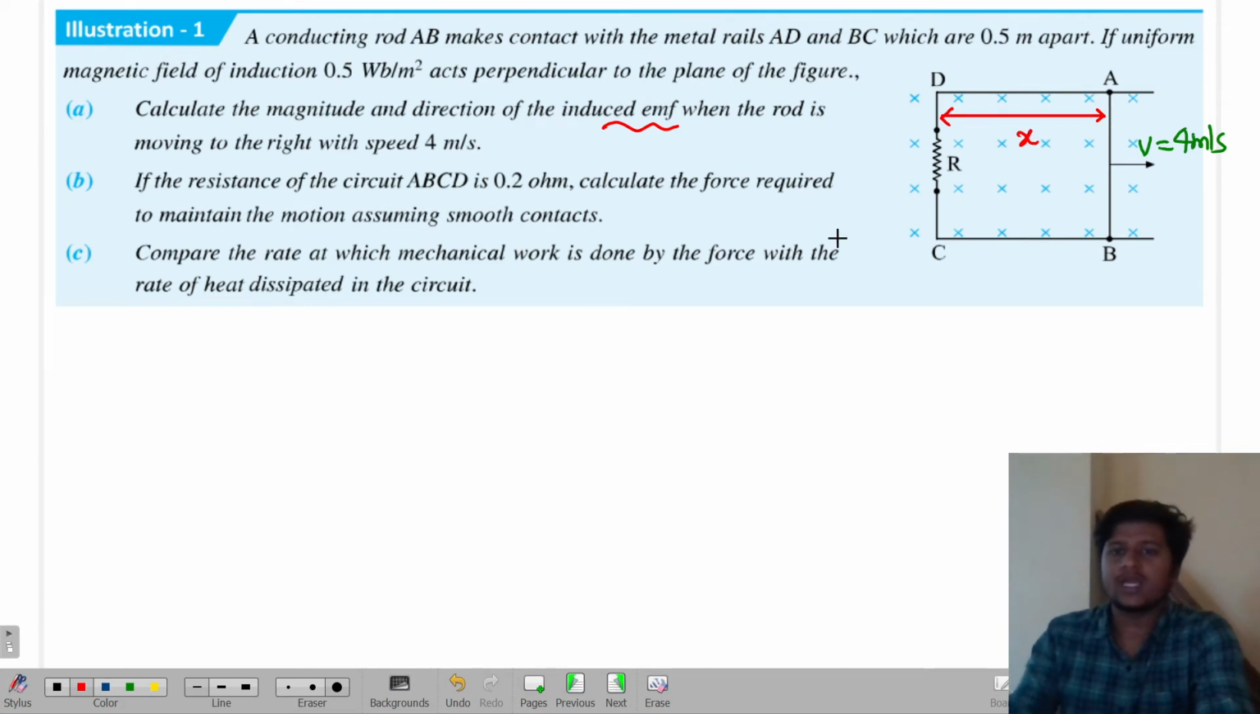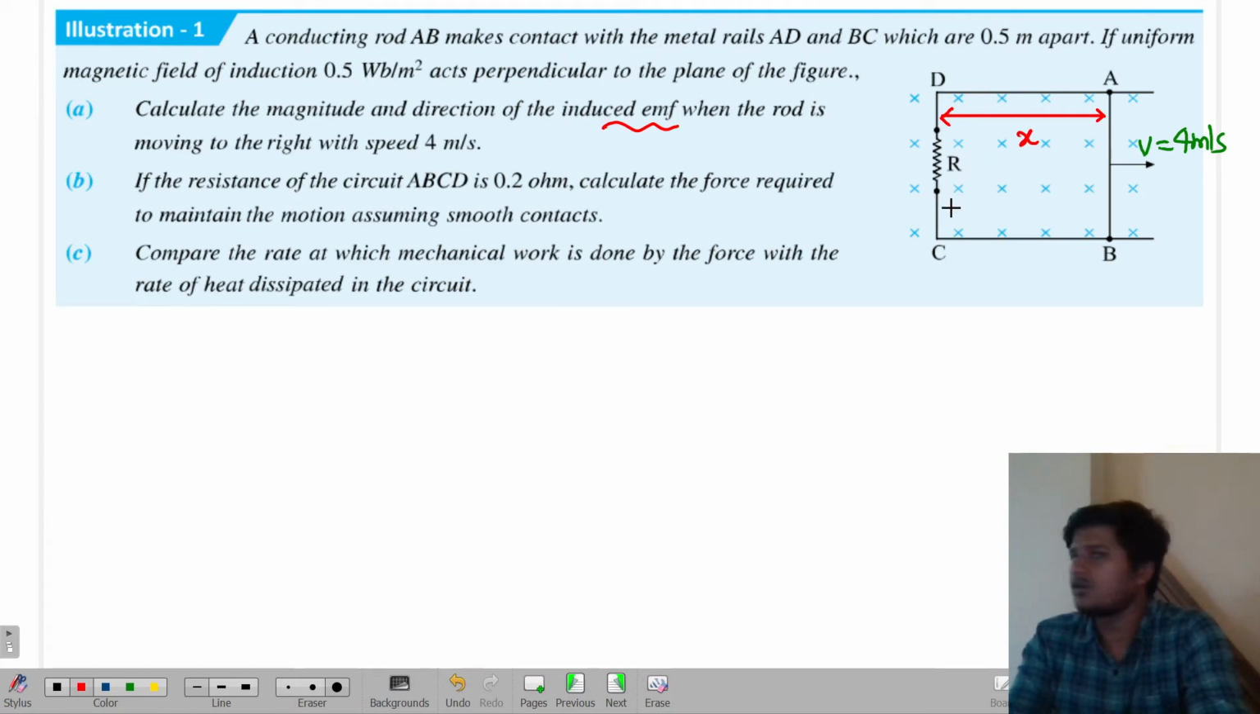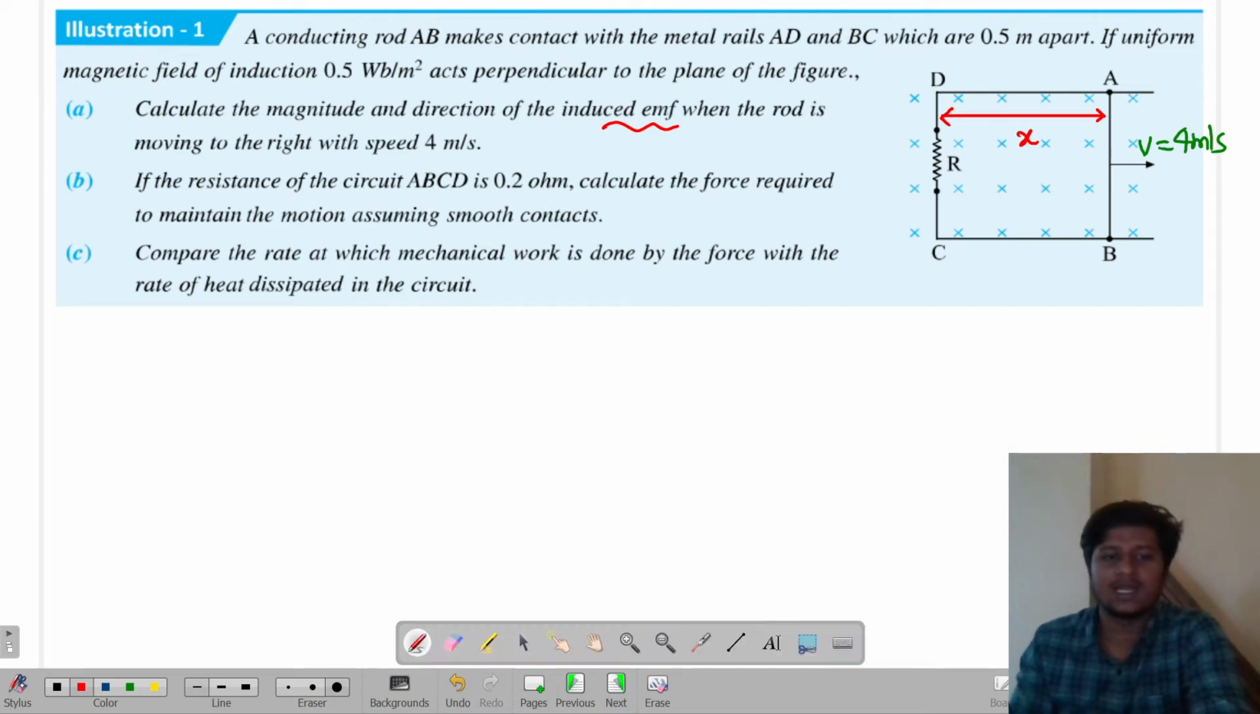So now look over here. Can you define the flux now? This will become a loop. Let us consider that the length of this rod AB is L. It is equal to length L. Right or not?